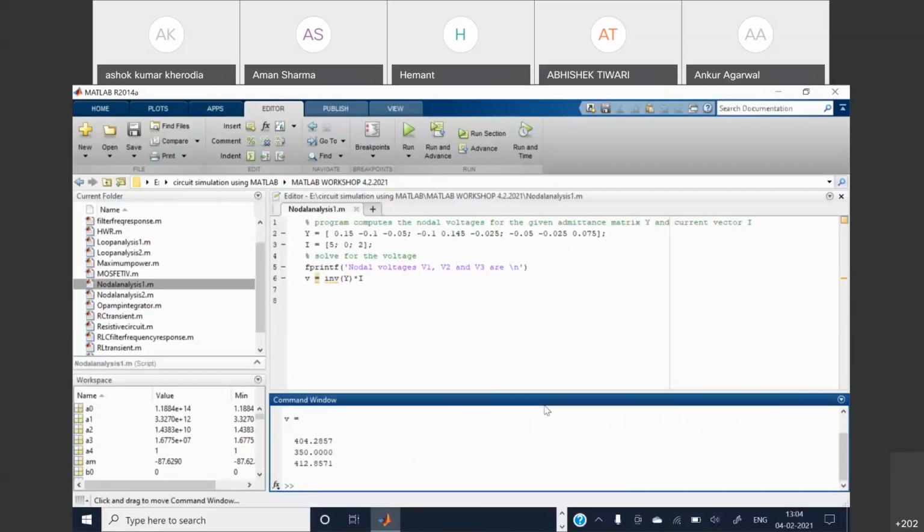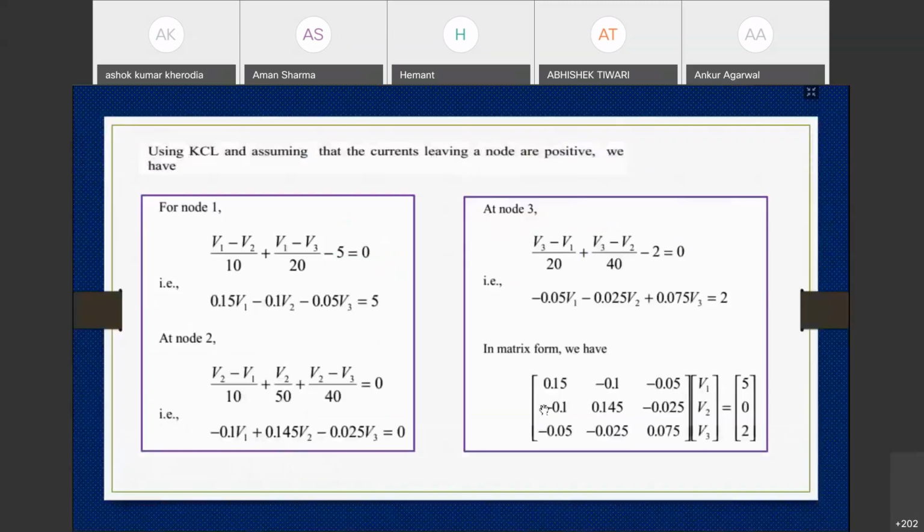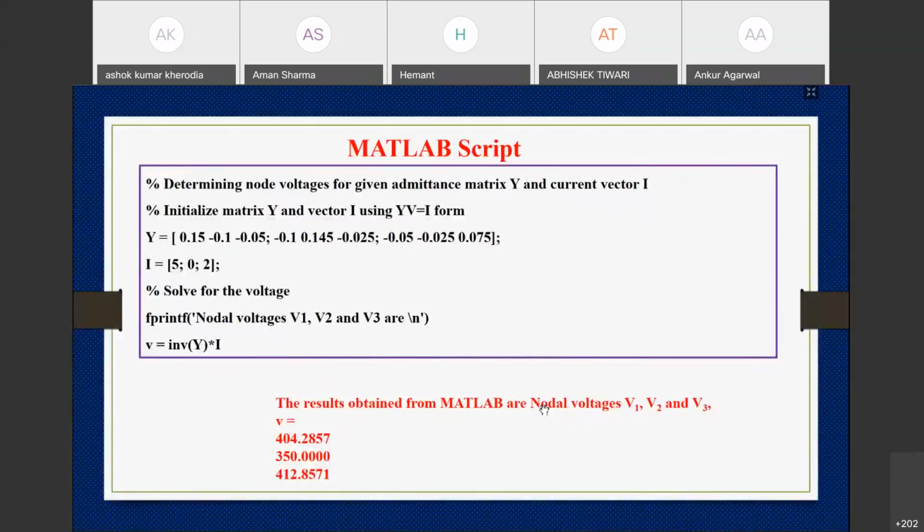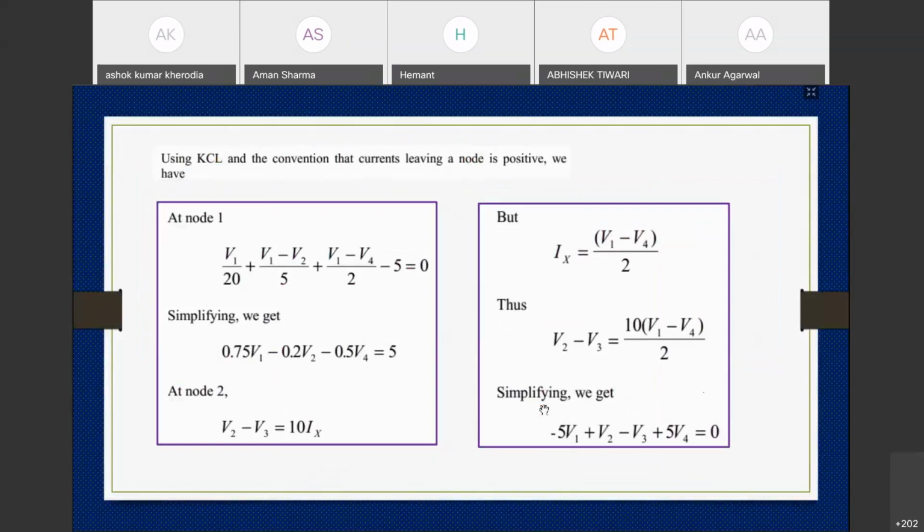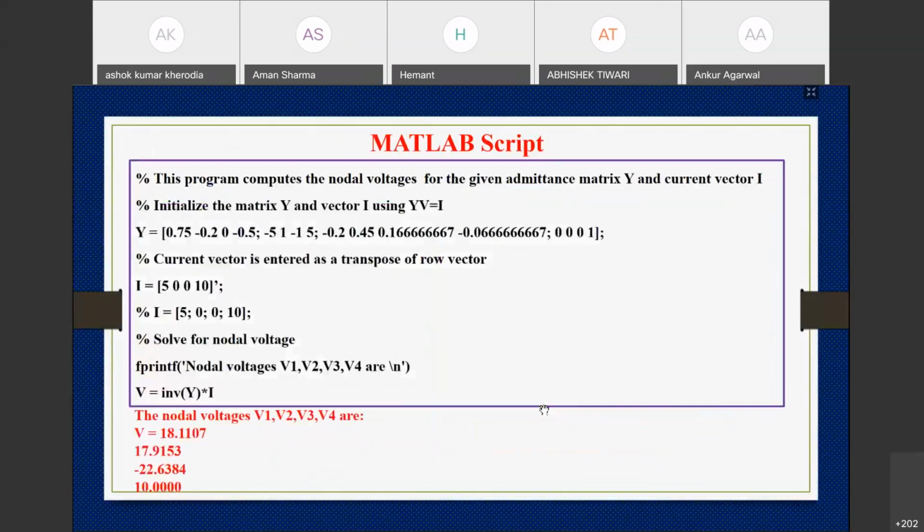Yes, that means your task is being taken care of by this software, MATLAB. Next, a similar example. I will not go through this; you can go through it. You can write out the equations and determine the node voltages.